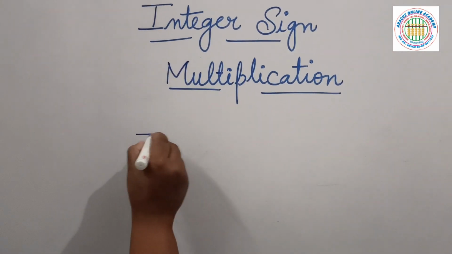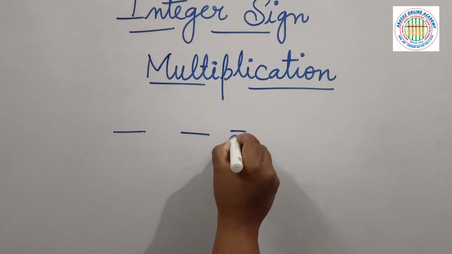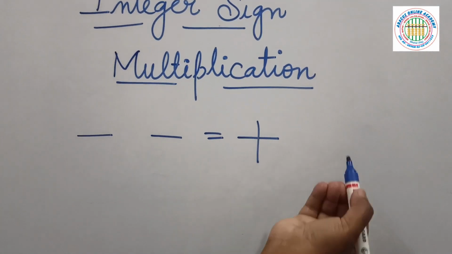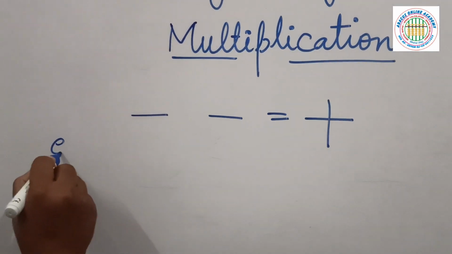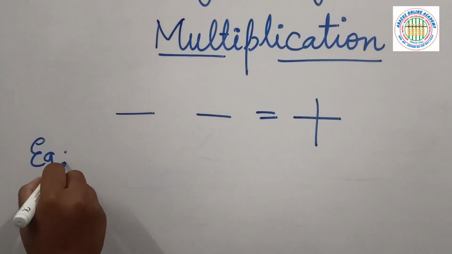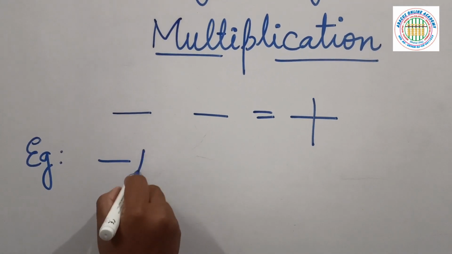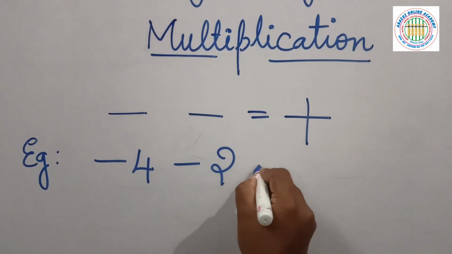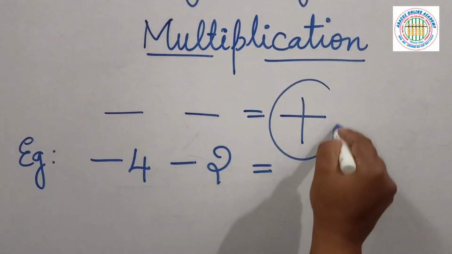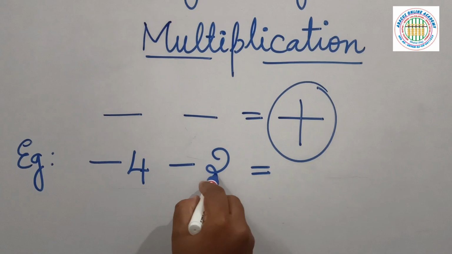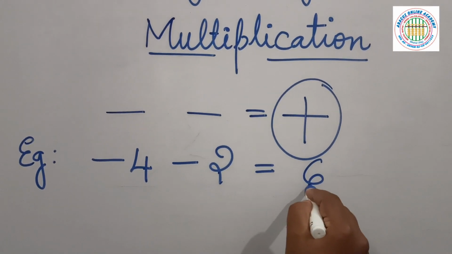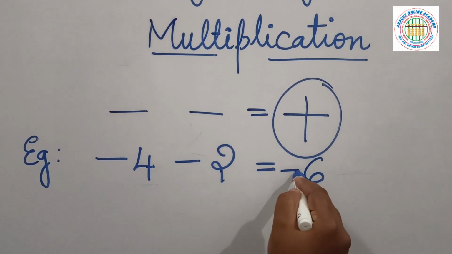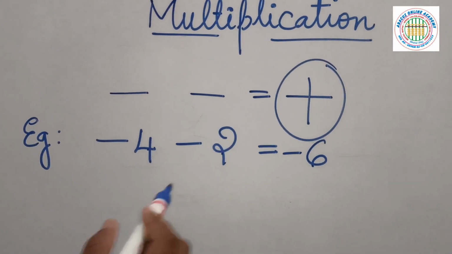And the last one is minus. Minus gives you minus? No, plus. Okay, so let's look at the addition property first. Minus 4 minus 2. What do you do now? Add. 4 plus 2 is 6. Greater number sign? Minus. Okay, this is addition property.